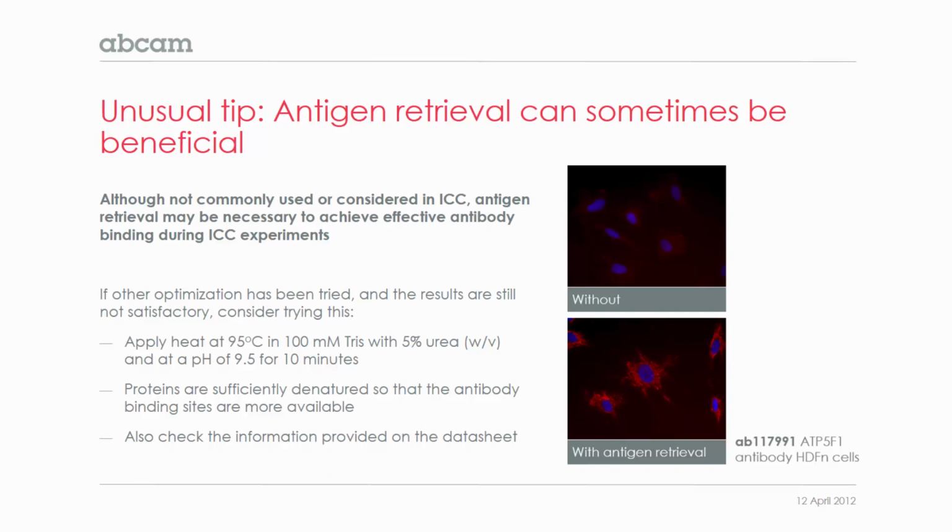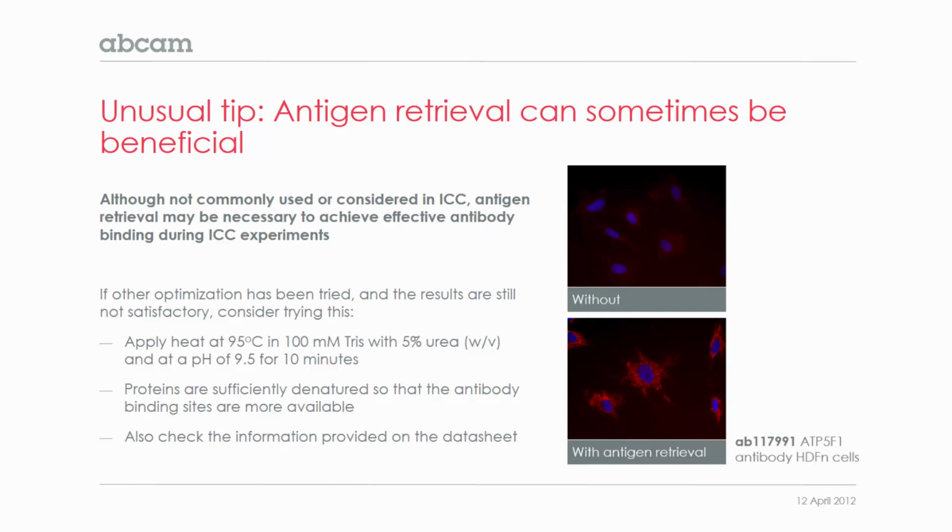However, from some data we have, we know that it can sometimes be necessary to get the optimal results. So we would say that if other optimizations have been tried and the results still aren't satisfactory, particularly if you're not getting any staining, then you can consider including this step. One we tried in some of our laboratories is to apply heat at 95 degrees in 100 millimolar Tris with 5% urea, at a pH of 9.5, and keep at that temperature for 10 minutes. This means that the proteins are then sufficiently denatured and the antibody binding sites are then more accessible.